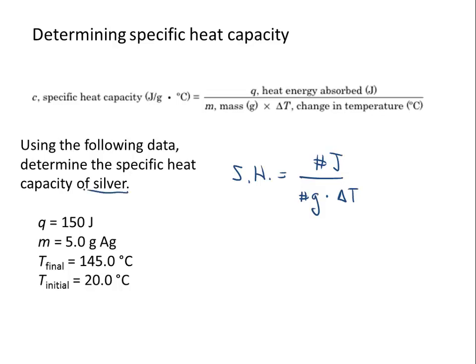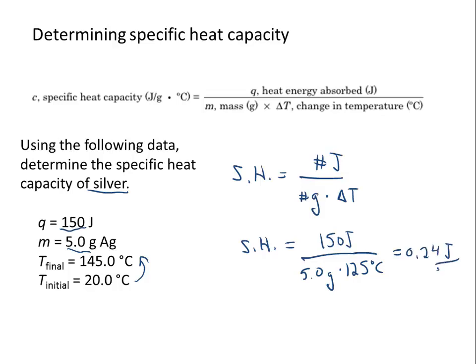So let's do so for silver. If you add 150 joules to 5 grams of silver, the temperature goes from 20 degrees to 145 degrees. So the specific heat is equal to 150 joules divided by 5.0 grams times the temperature change, which is 125 degrees Celsius, because it went from 20 to 145. And if you calculate that out, it's 150 divided by 5 divided by 125, 0.24. And the units are joules per gram degree Celsius.